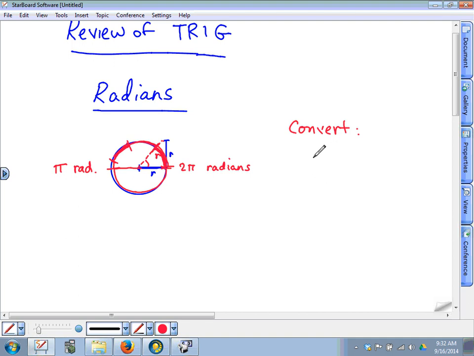if I asked you to convert, I don't know, 70 degrees, you multiply it by pi over 180. Sorry, I just heard a lot of things going on over there. Why does this work, by the way? Why does this work?